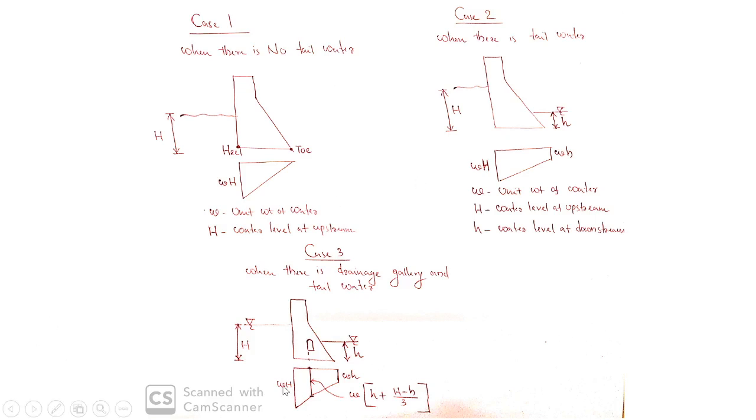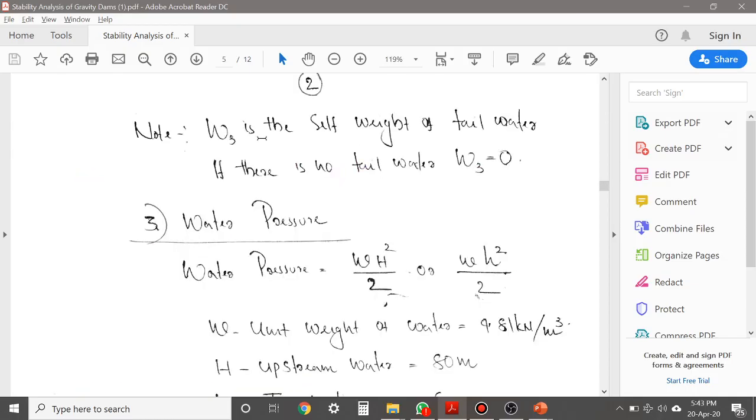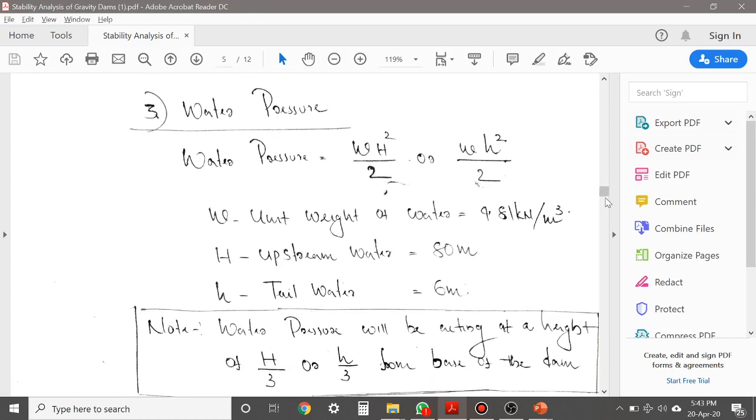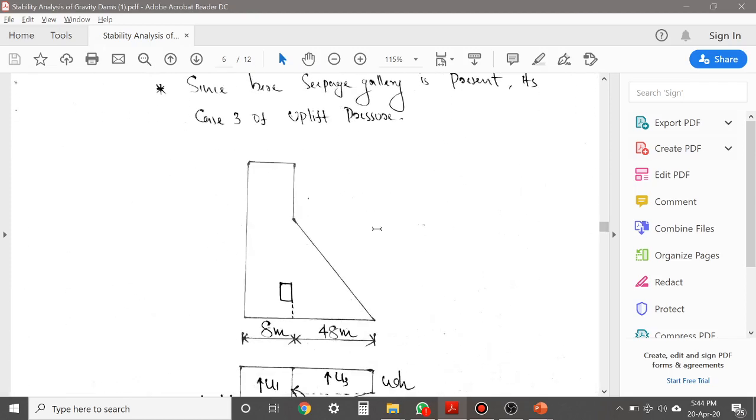See, at the upstream end, you will be having an intensity W into capital H. At downstream end, it will be W into small h. And at the drainage gallery, the ordinate will be W into small h plus capital H minus small h divided by 3, where W is the unit weight of water. So before going to the calculation of uplift pressure, you have to be very clear with the uplift pressure case, that is case 3 is being applicable here.